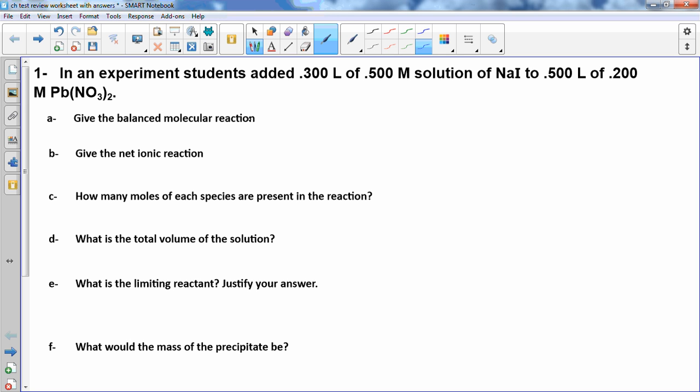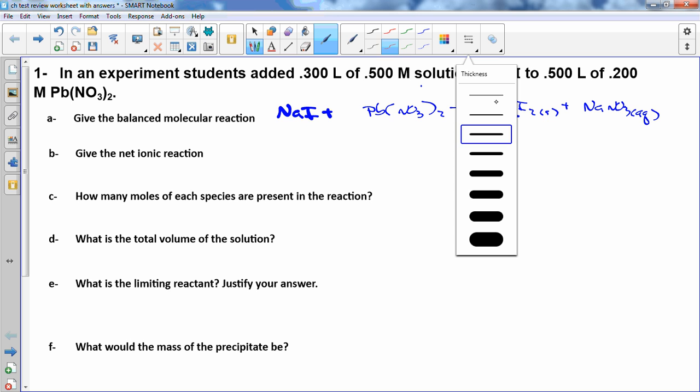That's the whole thing. So I have NaI plus Pb(NO3)2. That goes to PbI2, and that'll be solid. We should know by now that pretty much lead is in every precipitate. I shouldn't say that, but every one we've done lately, if it has lead in it, it's in the precipitate. And then we're left with NaNO3, which would be aqueous, which we should know because Na and NO3 never form a precipitate.